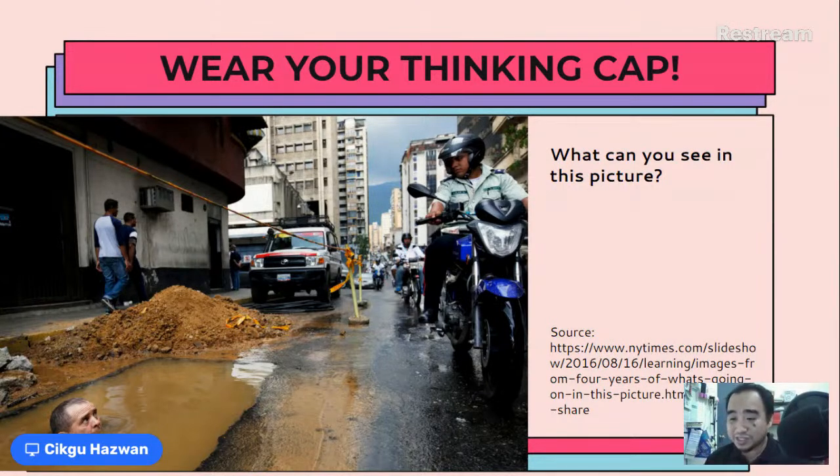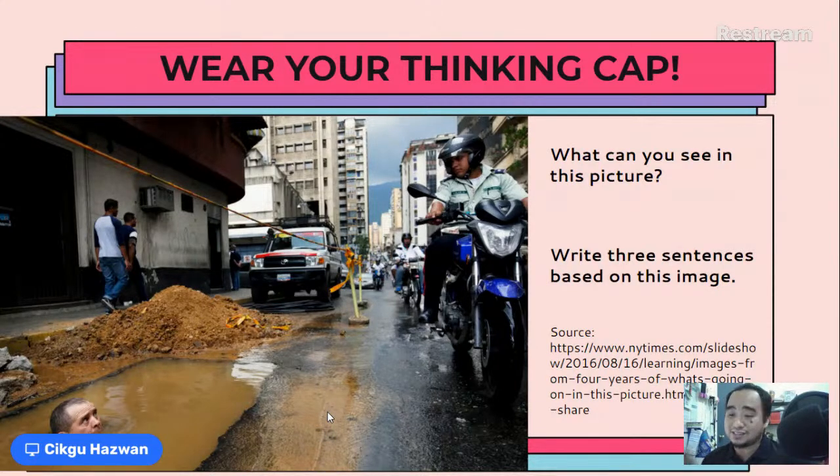So, let's go to the next activity. From the words that you have taken out from the image, now write at least one sentence in the chat box describing anything that you can see in this image. For example, a policeman is riding a motorcycle. A man or a policeman is riding a motorcycle. A man is drowning in the manhole, for example. Even though the instruction says write 3 sentences, what I want you to do is to write at least one sentence in the chat box based on this particular image.